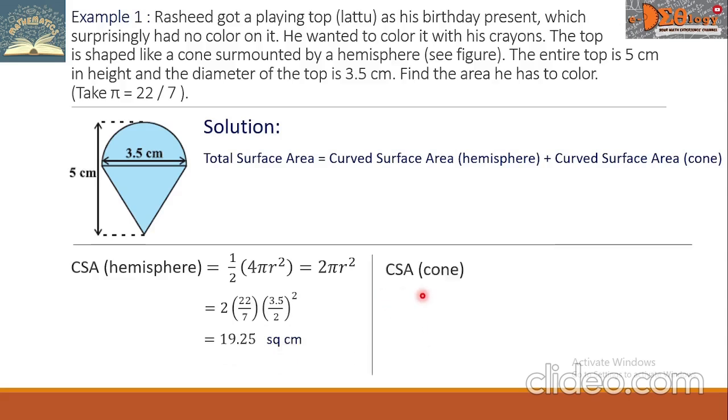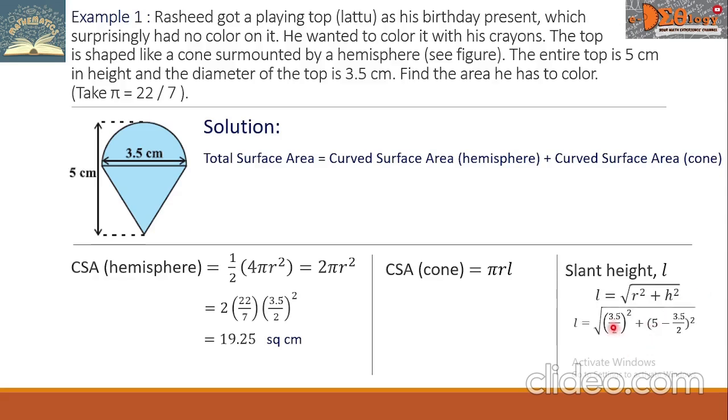Next is the CSA of the cone. The formula is pi r times L. L here is the slant height. Let us solve the slant height first. So L equals the square root of the quantity r squared plus h squared. Our r is 3.5/2, that is squared, plus the height of the cone. Looking at our figure, the height is 5 minus 3.5/2. Then we will square.